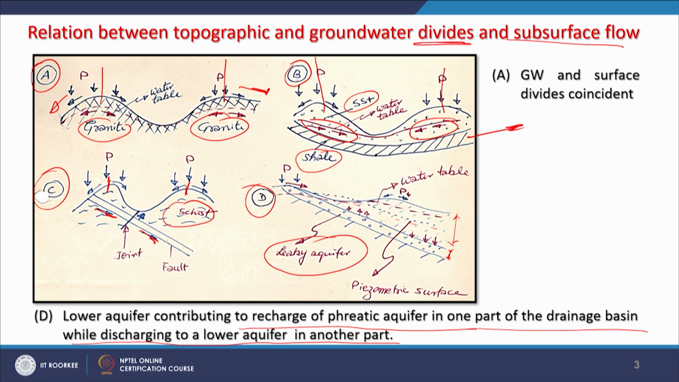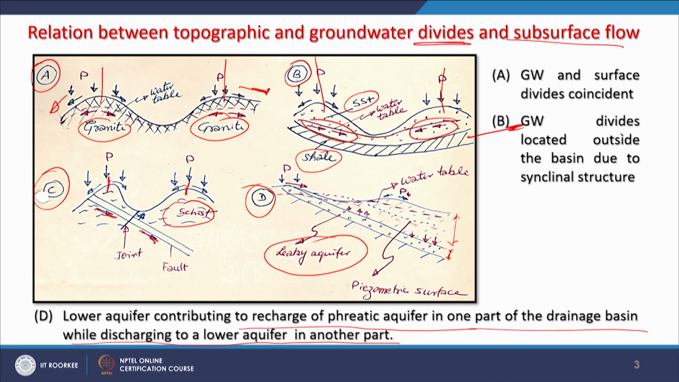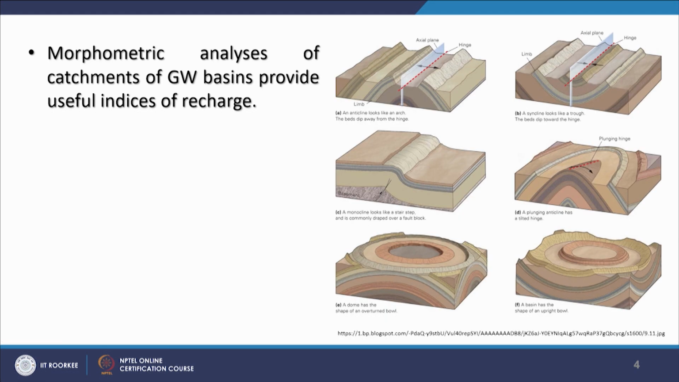Groundwater and surface divides are coincident in section A. In B, as we have discussed, the groundwater divide is located outside the basin due to the synclinal structure, as you can see here, because of the geological setup. C is the inflow from outside the basin due to a fault. So from another, adjacent basin, water is coming inside this basin. Likewise, we can analyze things.